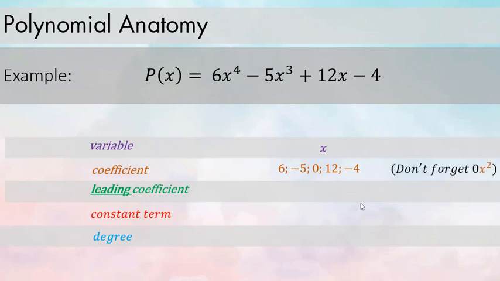Don't forget 0 for x squared. And the leading coefficient is 6 here, the coefficient that stands first in line. The constant term, the term that is not multiplied by x, in this case, is negative 4. Degree is the highest power among all the powers. In this case, it is 4. Can you get it?